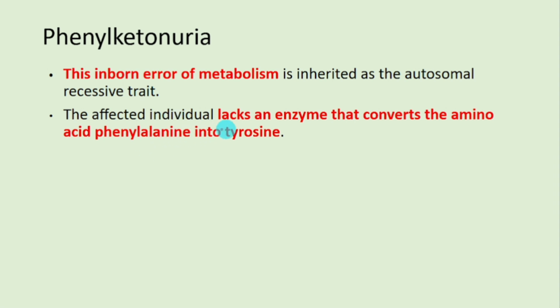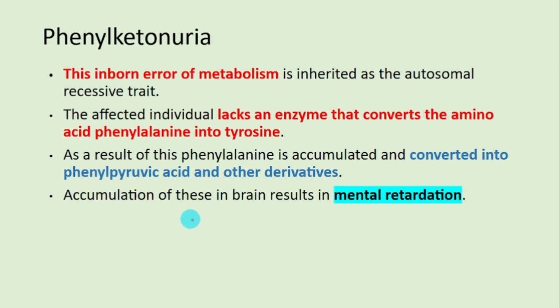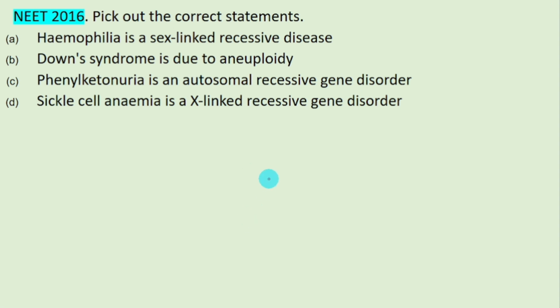The affected individual lacks an enzyme that converts amino acid phenylalanine into tyrosine. As a result of this, phenylalanine is accumulated. Accumulation causes mental retardation, and it is also converted into phenylpyruvic acid and other derivatives. Accumulation of these in brain results in mental retardation. These are also excreted through urine because of its poor absorption by kidney. So this was all about phenylketonuria. Now we will attempt some questions based on this topic.